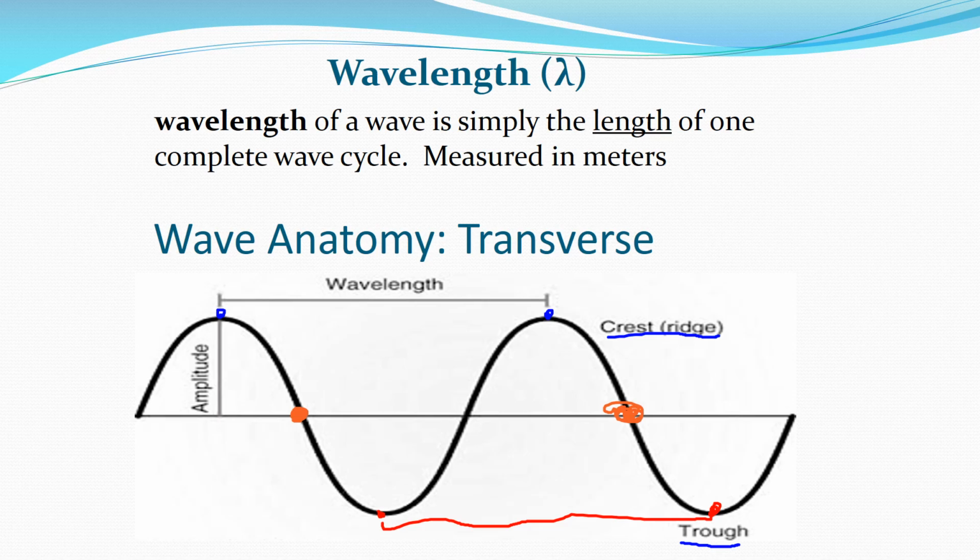Amplitude is how far you are from equilibrium. So from this middle position, which is equilibrium, we have the amplitude, and that's about it.